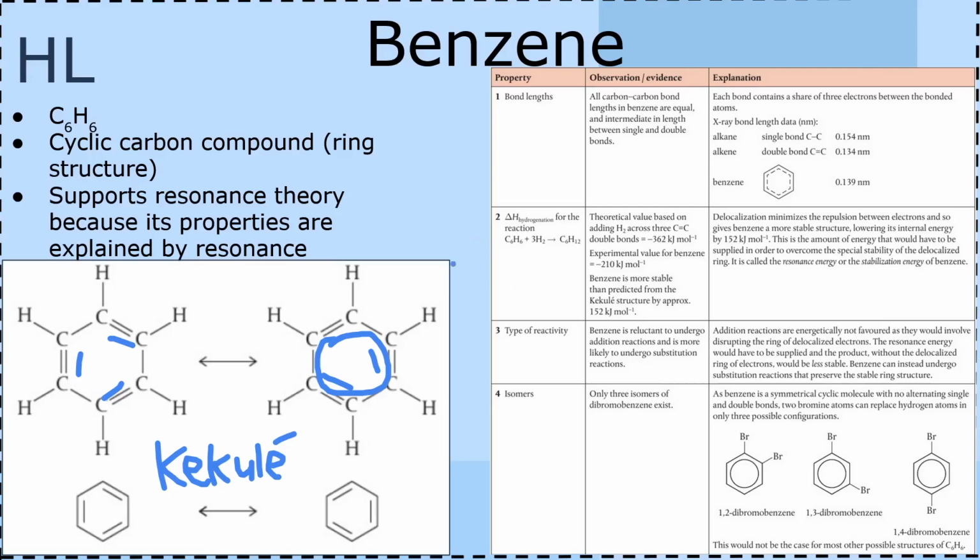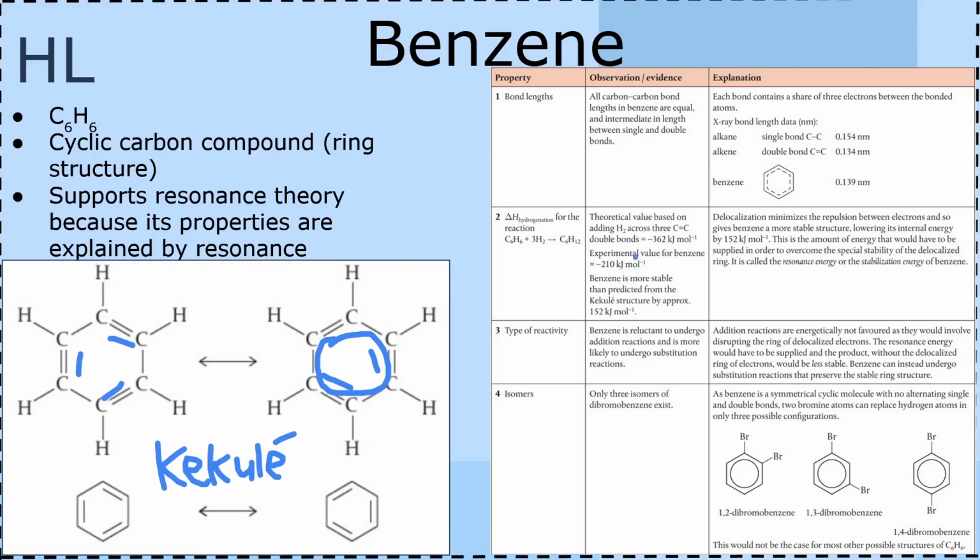Now, the delta H of hydrogenation for benzene is another property that can only be explained through delocalized electrons. Delta H of hydrogenation is basically just the energy released, or that you have to put in, in order to have benzene be fully bonded to hydrogens at every given point. Based on the calculations of 3 double bonds, the theoretical value for its hydrogenation would be negative 362 kilojoules per mole. And the experimental value is actually negative 210 kilojoules per mole.